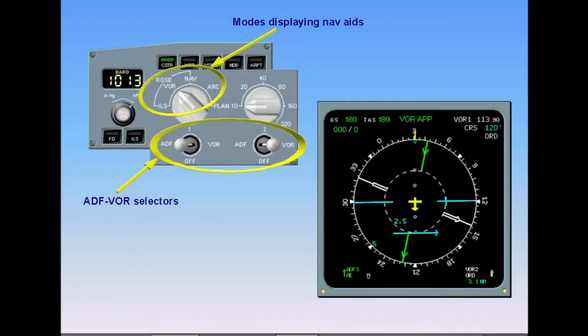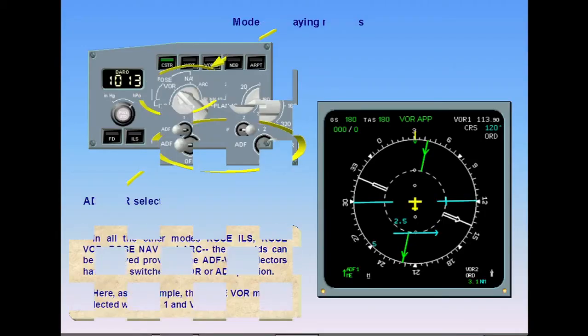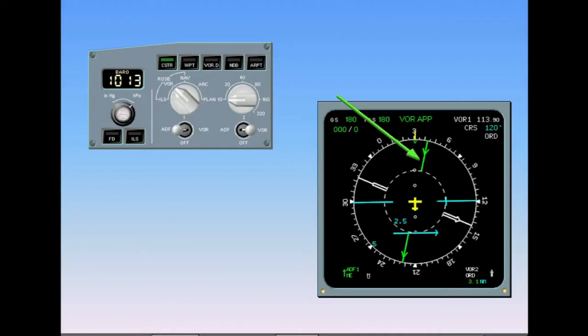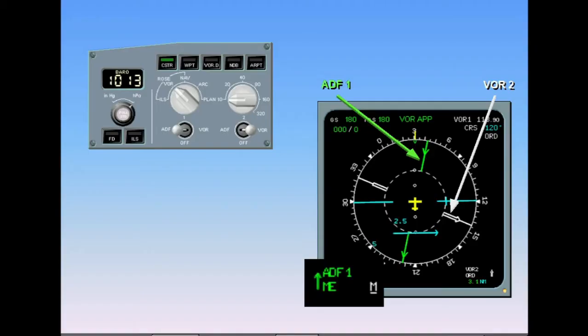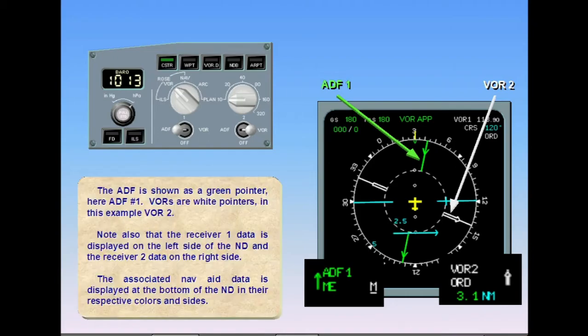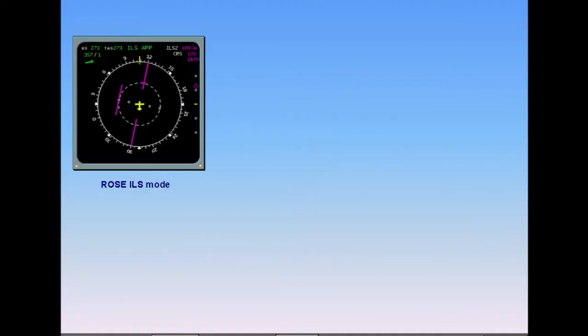Here, as an example, the ROSE VOR mode is selected, with ADF-1 and VOR-2. The ADF is shown as a green pointer, here ADF-1. VORs are white pointers, in this example VOR-2. Note also that the Receiver 1 data is displayed on the left side of the ND and the Receiver 2 data on the right side. The associated nav aid data is displayed at the bottom of the ND in their respective colors and sides. Presented here are all the available modes for the navigation display.